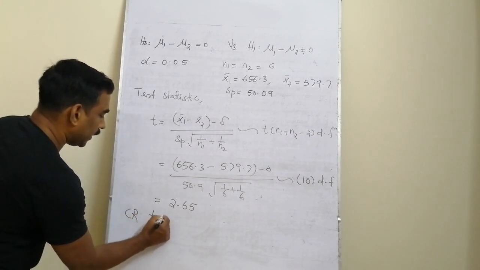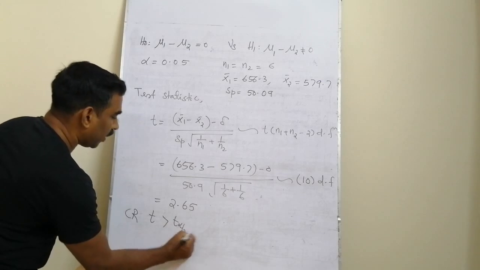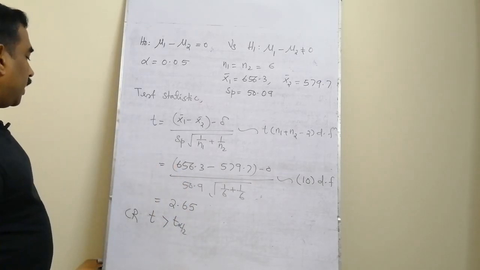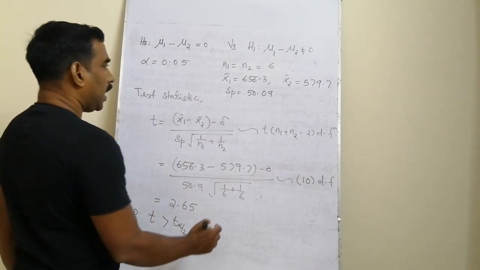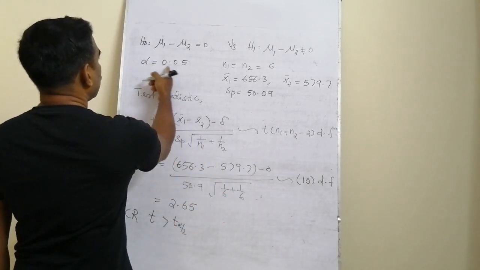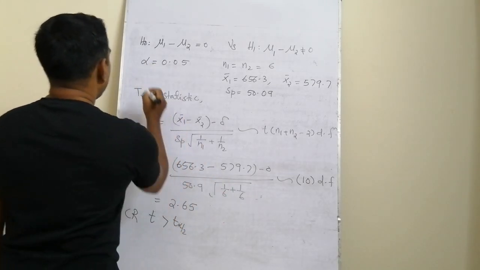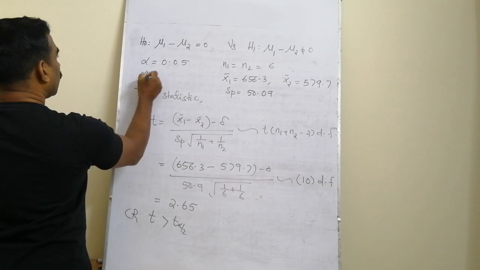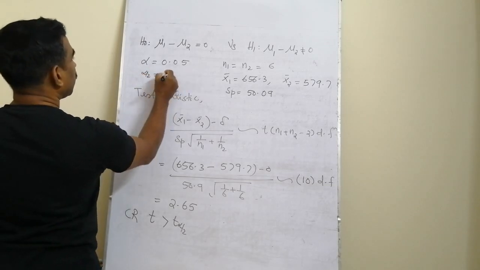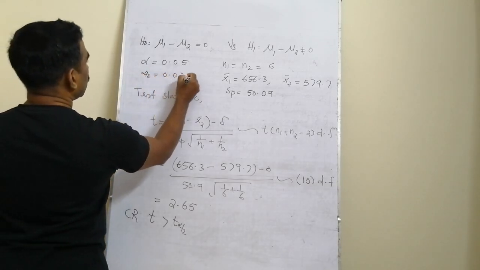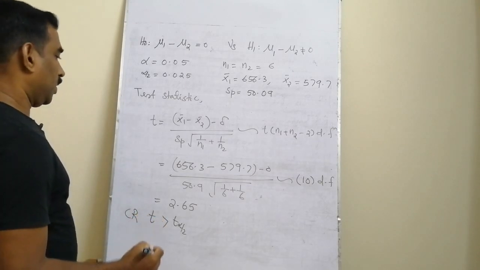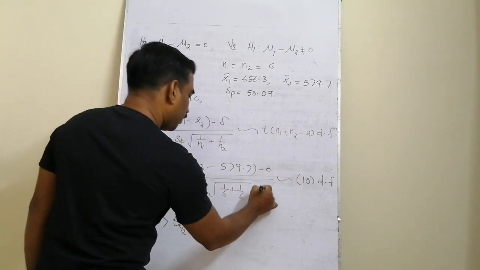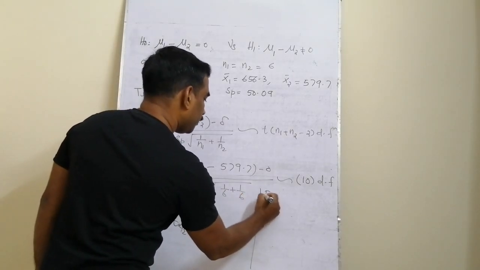Critical region is T greater than T alpha by 2. For T greater than T alpha by 2, what is the value of alpha? Alpha is equal to 0.05, and alpha by 2 is equal to half of this expression, that is 0.025.